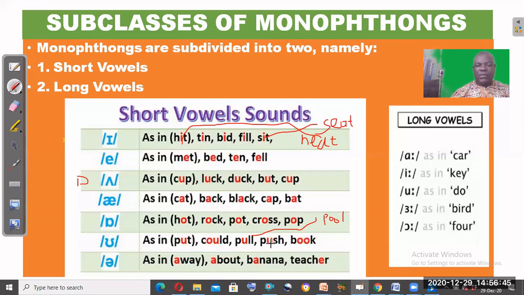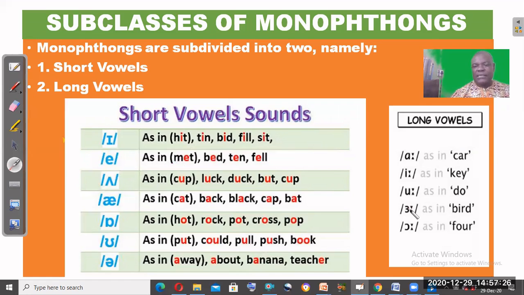Or the fool was pushed into the pool. Pull him into the pool. Pull the fool into the pool. All right? Just for you to notice the marked difference between the short vowels and the long vowels.